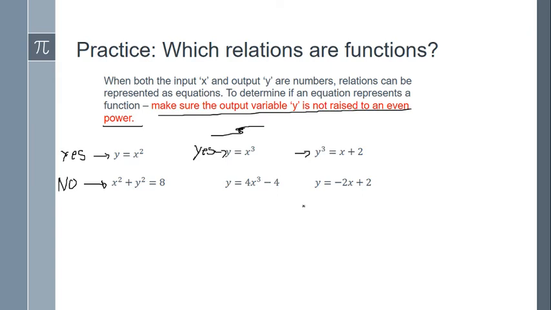y cubed. So let's see, y is being raised to a power here, so I stopped to make sure. It is being raised to the third power, not to an even power. 3 is an odd number. That's what I mean by even power, in case you were wondering: the exponent is an even number. Here it's an odd number, so it's okay. This is going to be a function. Again, we're good here. The y value isn't being raised to any power. That's a yes. And then finally here, this is the equation of a line. You might recognize it. All lines except for vertical lines are going to be functions. The y isn't being raised to an even power, so we're good.